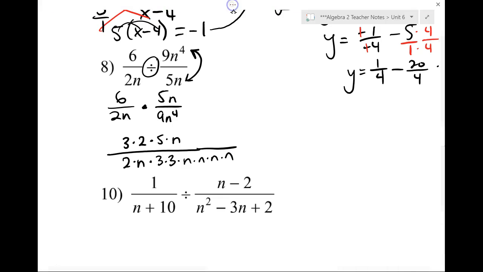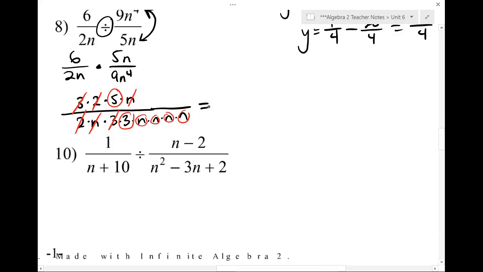Okay? Now we can cancel out top and bottom, or numerator and denominator. So now I have a 3 here and 1 here. I have a 2 here and a 2 here. I have no 5's on the bottom, so I can't cancel that. I have an n here and an n here. So that's all I can cancel out. So now I have a 3 and 1, 2, 3, 4 n's. So now my final answer will be 5 on the top, and on the bottom I have 3 n to the 4th.